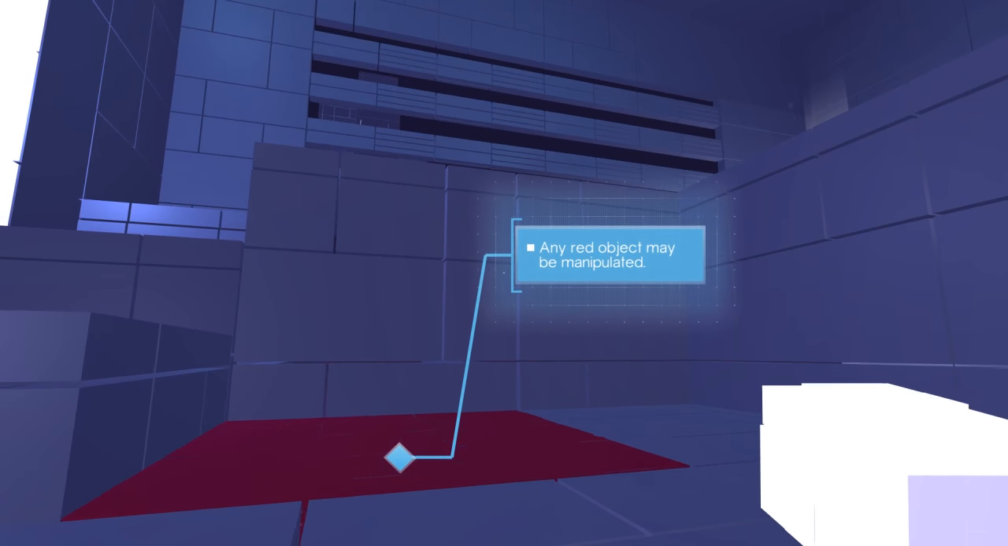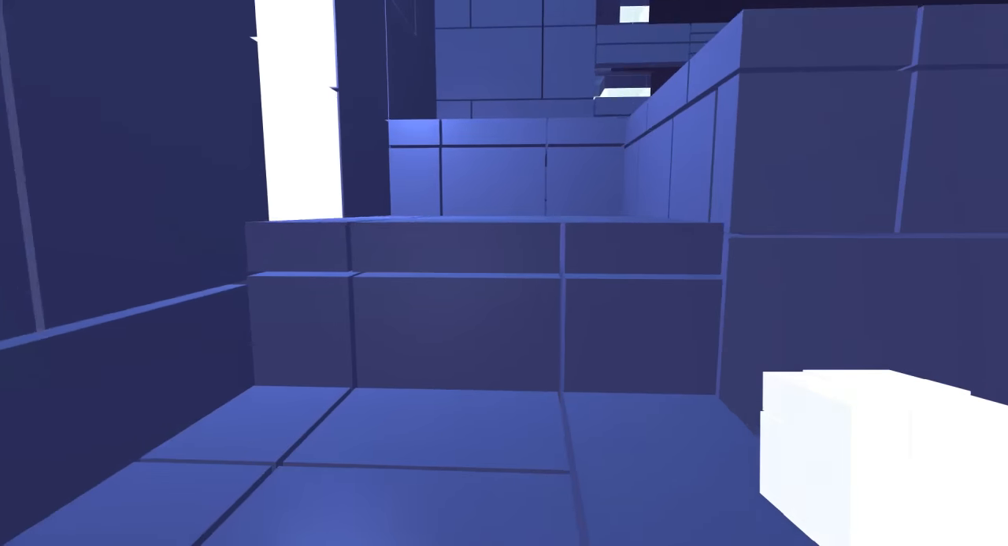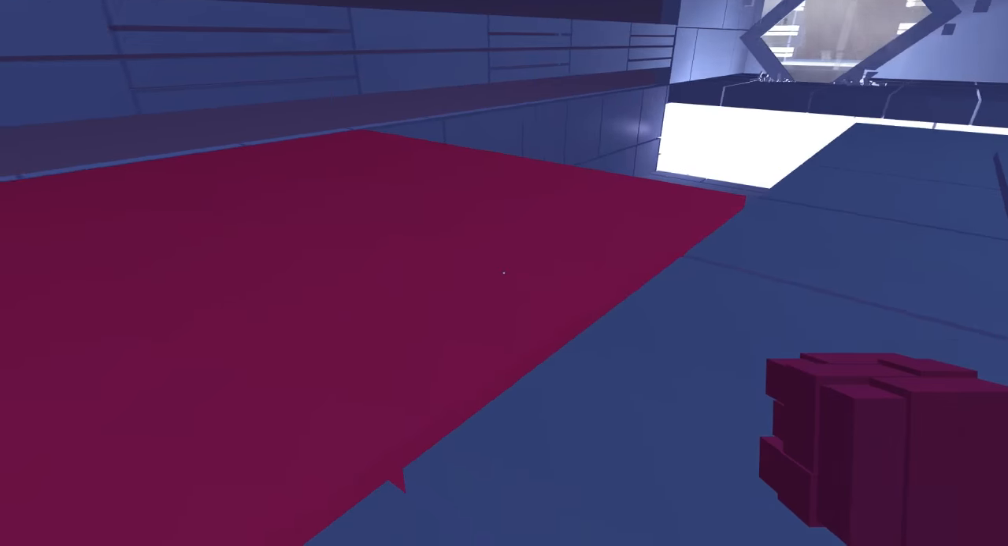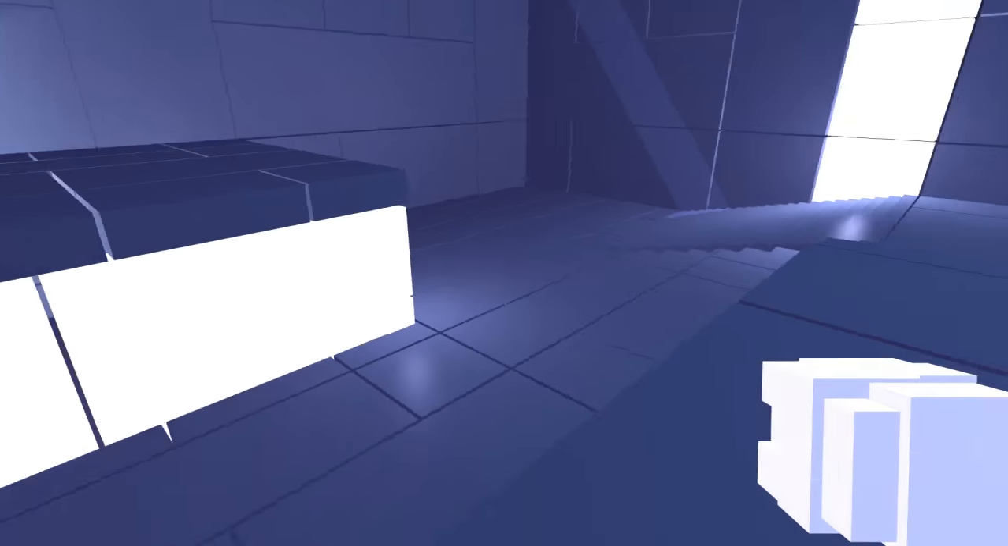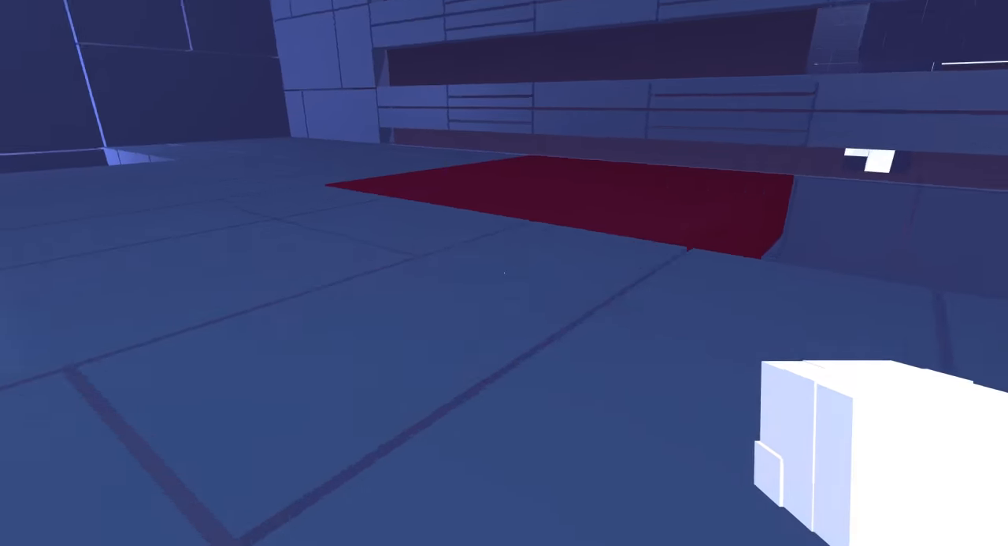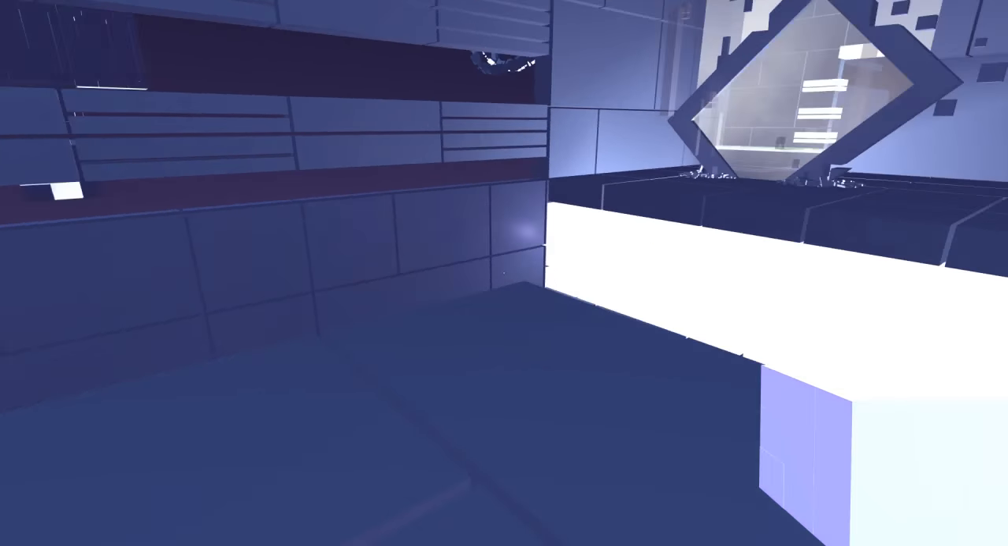Okay. Any red object can be manipulated. But do I need to? Let's see what this place looks like first. So my entire block turns red when I look at that. But yes, I cannot get over there. So I'm gonna have to figure out how to get that over there, probably?